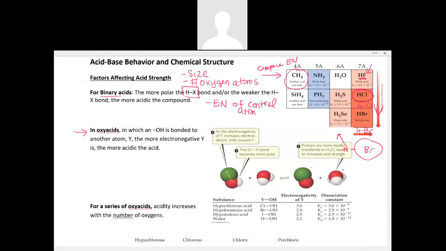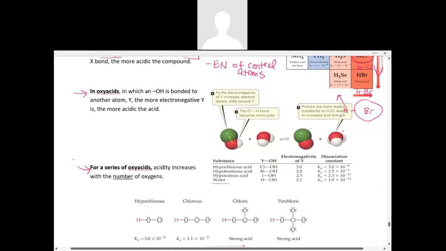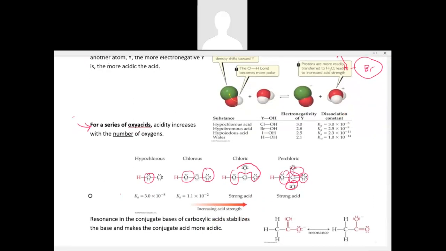So let's take a look at some other trends that we see down here. As we mentioned, as the number of oxygens increases in a series of oxyacids, so we have hypochlorous here with 1 oxygen, we have chlorous with 2, chloric with 3, and then we have perchloric. We see 1, 2, 3, 4 oxygens here. Two of these are considered weak acids, and two of which are considered strong acids over here. So we can see this trend where they actually switch at this point from being weak acids to strong acids based solely on the number of oxygens.